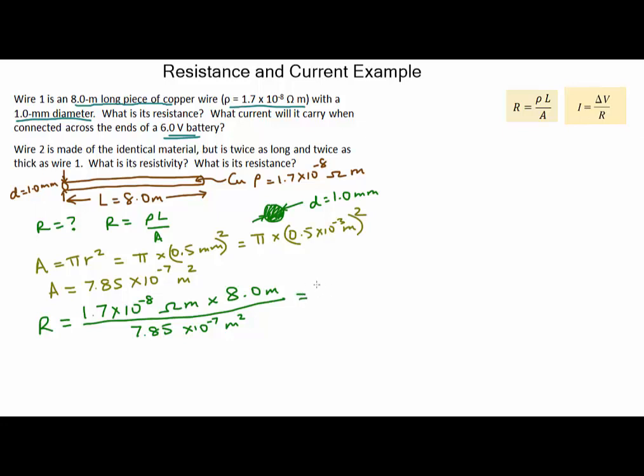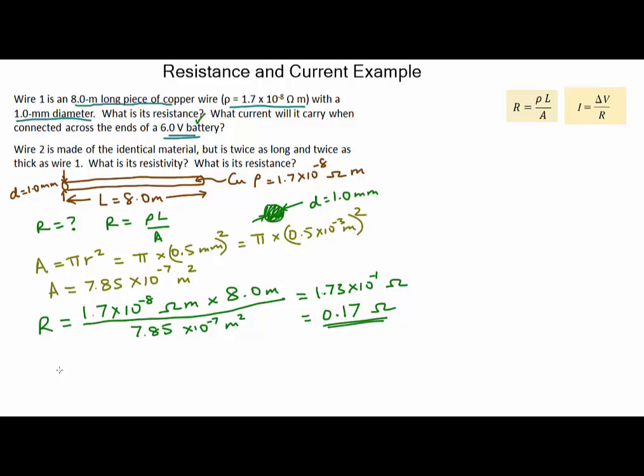And this, according to your calculator, will turn out to be 1.73 times 10 to the negative 1 ohms, again to 3 significant digits, but since this is the final answer, we can round it to 2 significant digits and write it as 0.17 ohms, or 1.7 times 10 to the negative 1. So we've answered this question of what is the resistance.